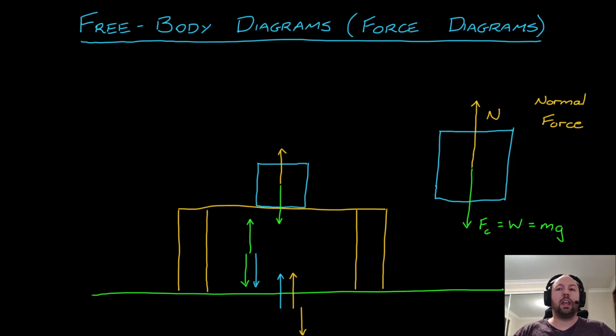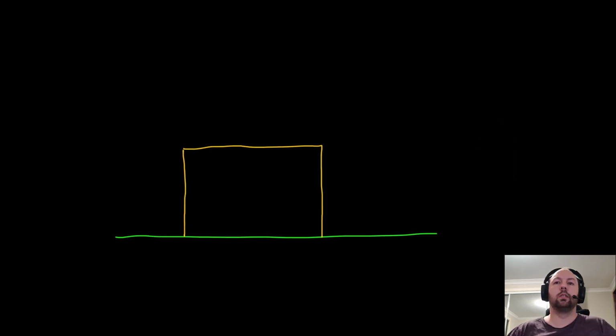What we have drawn here on the right is the free body diagram for the box. Anytime you draw an object and show all of the forces acting upon it, you have drawn a force diagram or free body diagram. Let's look at our second example then.